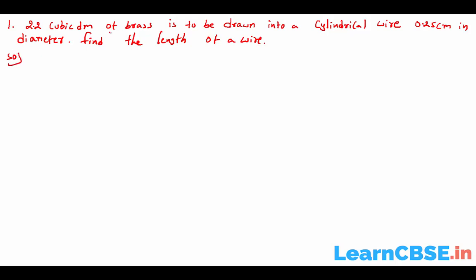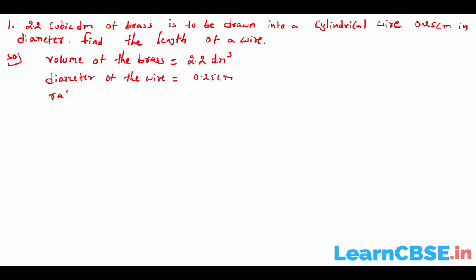Solution: here some volume of brass, 2.2 decimeter cube, is used to make a cylindrical wire with diameter 0.25 centimeters. Now we need to find the length of the wire. So let the given volume of brass equal 2.2 decimeter cube. Diameter of the wire equals 0.25 centimeters. Then the radius of the wire is half of that, R equals 0.25 by 2 centimeters.